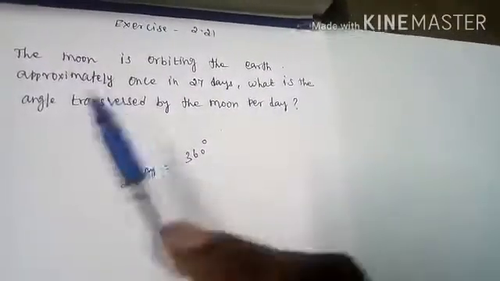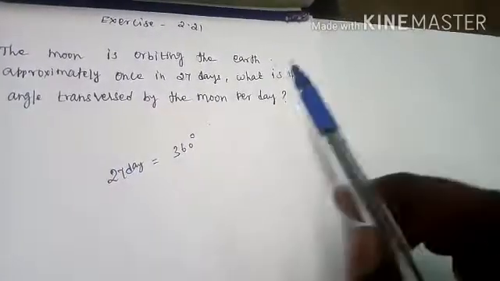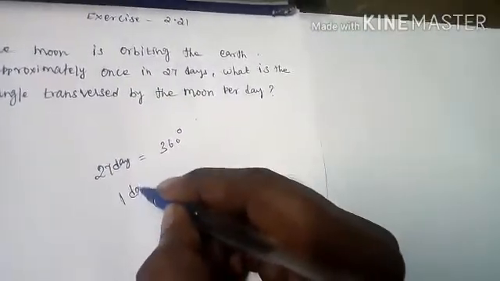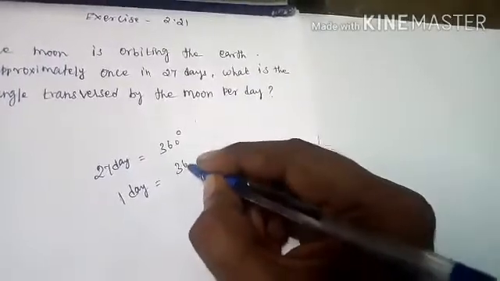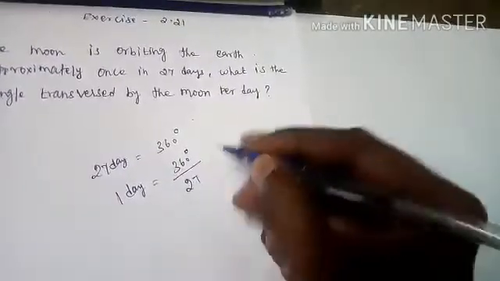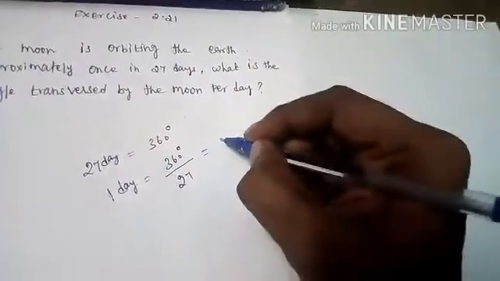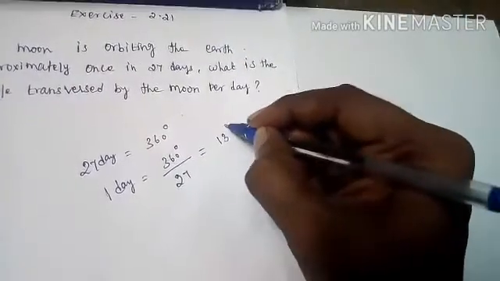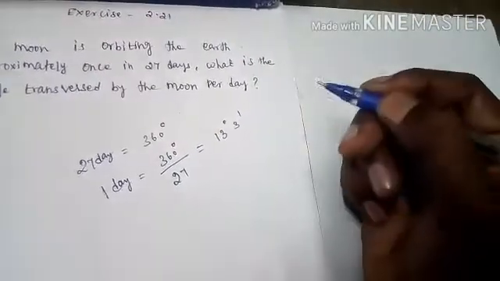So what is the angle traversed by the moon per day? For 1 day, it is 360 degree divided by 27. After the simplification, the final result is 13 degree 3 minutes.